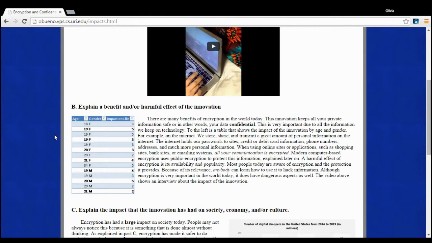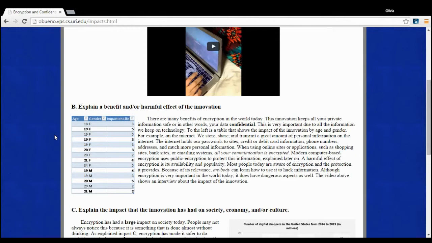We store, share, and transmit a large amount of personal information on the internet. It holds passwords and usernames to websites, financial information, and much more personal information. When using online sites, all the information you share is encrypted. Modern computer-based encryption uses public encryption to protect the data.